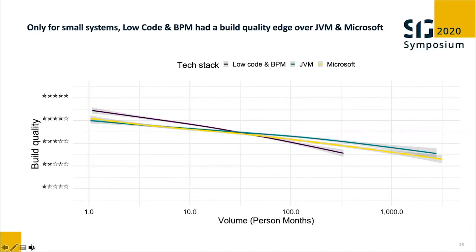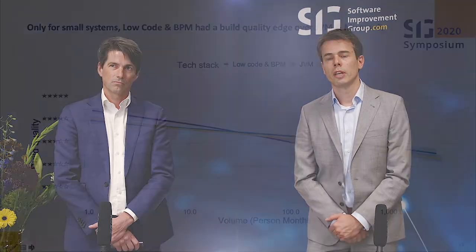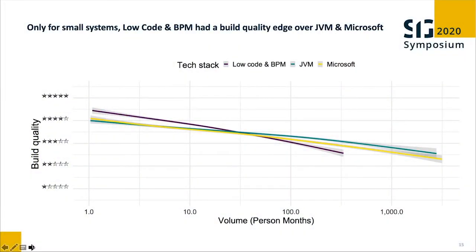So there is sort of a hunch in many developers that low code is good for smaller systems. On average, that appears to be true with respect to build quality. So for bigger systems, you might opt for JVM or Microsoft languages. Of course, we have to say these are averages, right? So there can be outliers in either direction. It's also possible to build bigger systems of high quality in low-code platforms. But, you know, it doesn't go automatically.